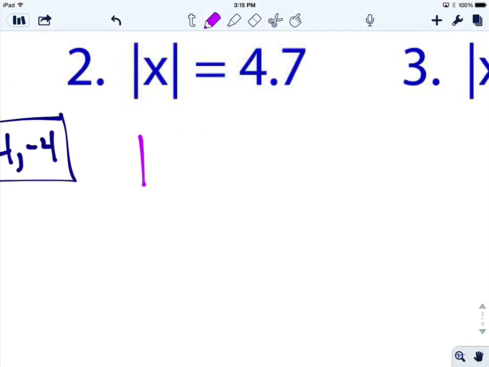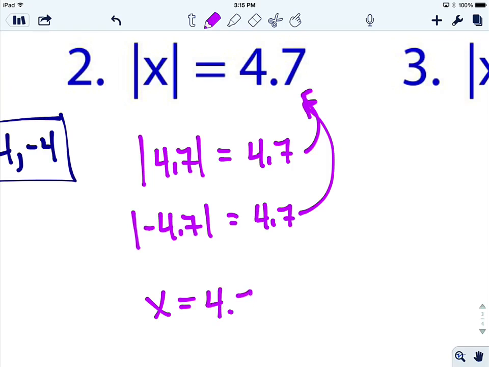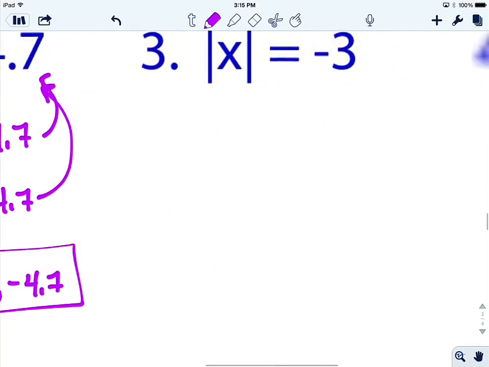And that works here for number 2 as well. I can do the absolute value of 4.7 and still get 4.7. Or I can plug in a negative 4.7 and still get what I'm looking for, which is a positive 4.7. So I have really 2 solutions, if you haven't caught on: positive 4.7 and negative 4.7. I can have 2 answers that will go into that absolute value and still come out to be positive.